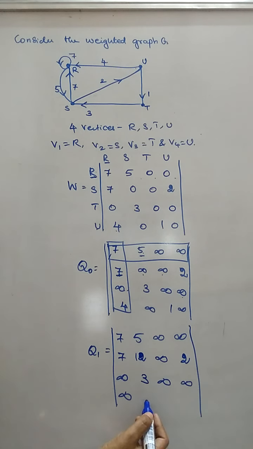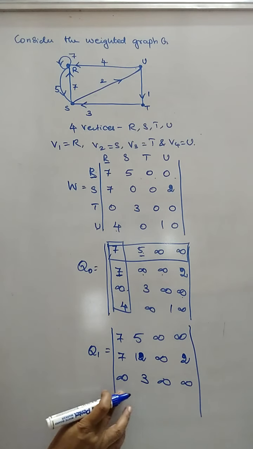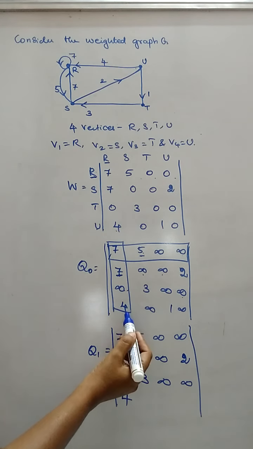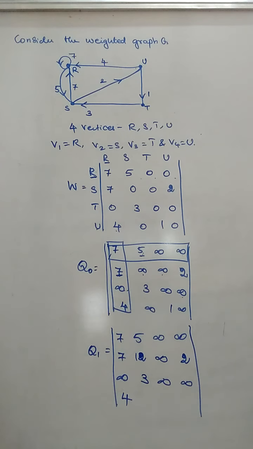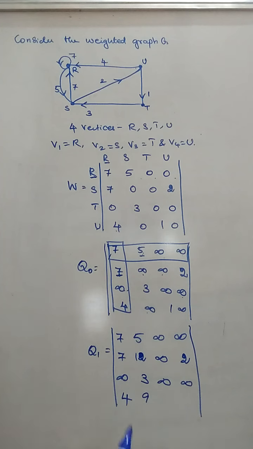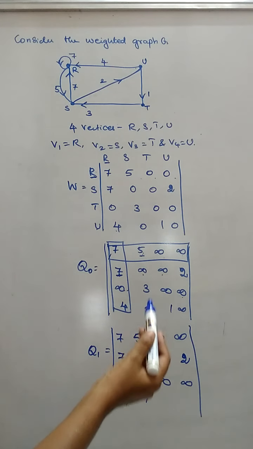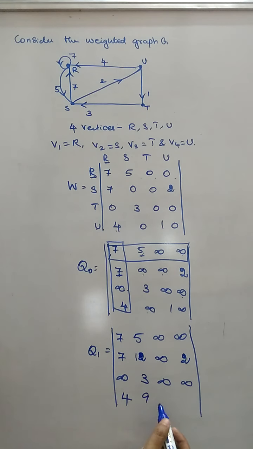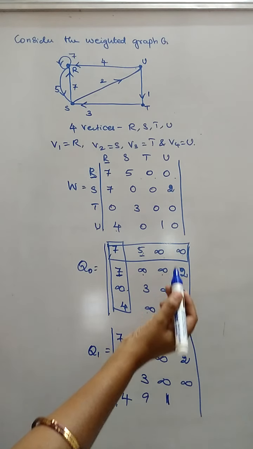Okay. Then for filling this one, I'm sorry, here I should write 4 here. So what should I do here is 4 plus 5, 9, right? So 9 will be compared with infinity. 9 is the minimum number, so I can write 9 here. Then 4 plus infinity, we will get infinity. Infinity will be compared with 1. So 1 is the minimum number. We can write 1 here. Then 4 plus infinity.